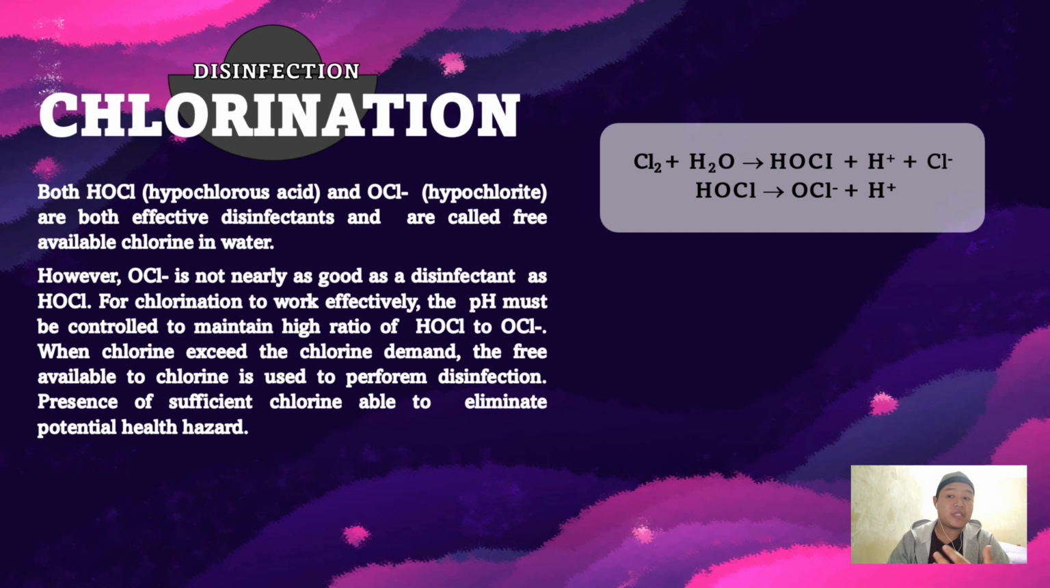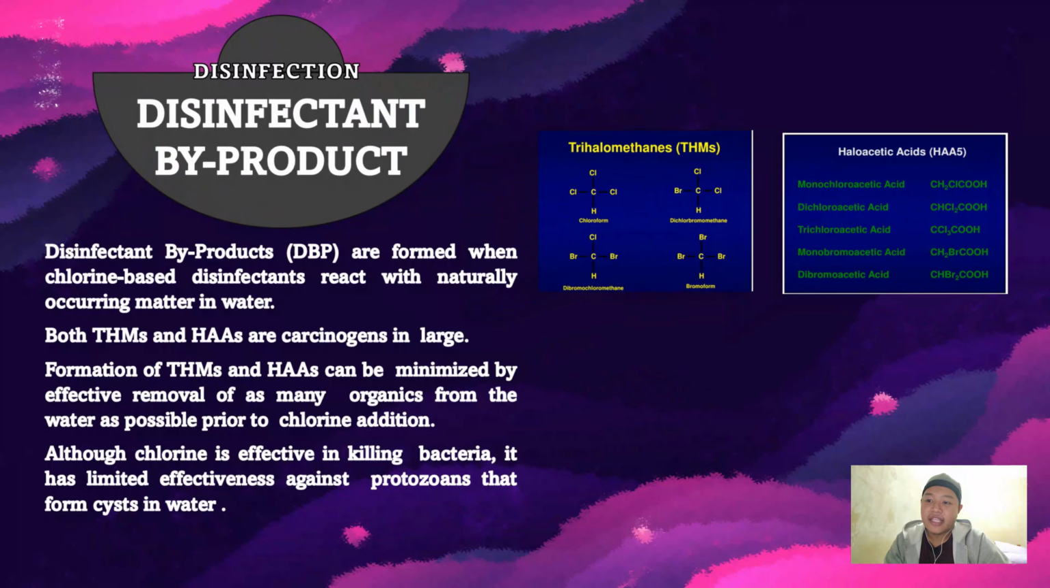To work in optimum ways, pH must be controlled to get a high ratio of hypochlorous acid to hypochlorite. The exact amount of chlorine is used to perform the disinfection and eliminate potential health hazards. The next step is to eliminate the byproducts that form when chlorine-based disinfectant reacts with naturally occurring organics. Both of these byproducts are highly carcinogenic.